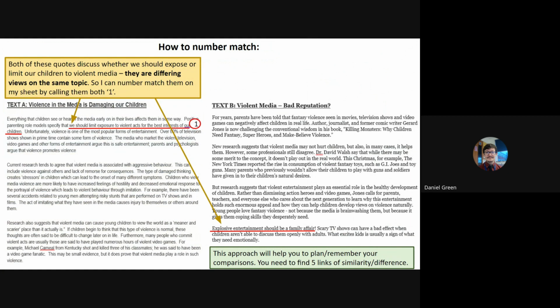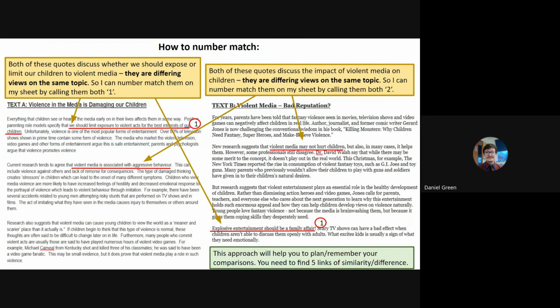So what I'm doing then, I'm putting a 1 by the first one and a 1 by the second one. So that means when I come to write my response, I've got my 2 points and I've numbered them. So I know when I'm writing, these are the 2 things that are going to be linked together. The same way as I find violent media is associated with aggressive behavior and violent media may not hurt children. So one text is saying, yes, it encourages aggressive behavior, and the other one is saying it doesn't. So I'm putting 2s by them, okay?